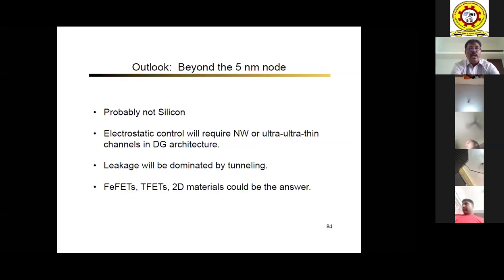Okay, beyond this, certainly not silicon anymore. Silicon is still somewhere there, but not completely on that. Electrostatic control will require nanowire or ultra-thin channels in DT architecture, double gate architecture. Leakage will be dominated by tunneling. And FETs, TFETs, and 2D metals could be the answer for that.